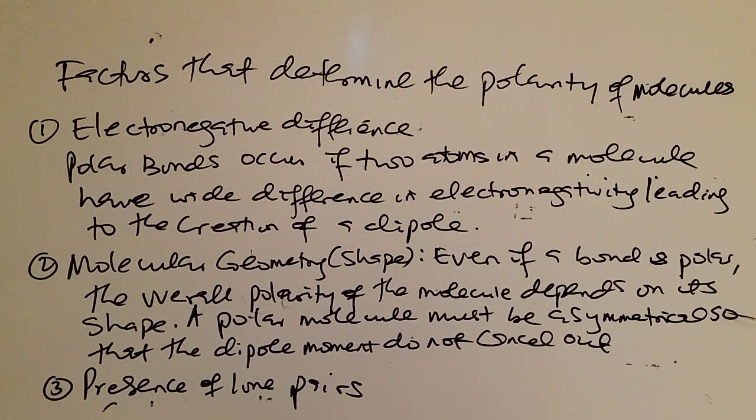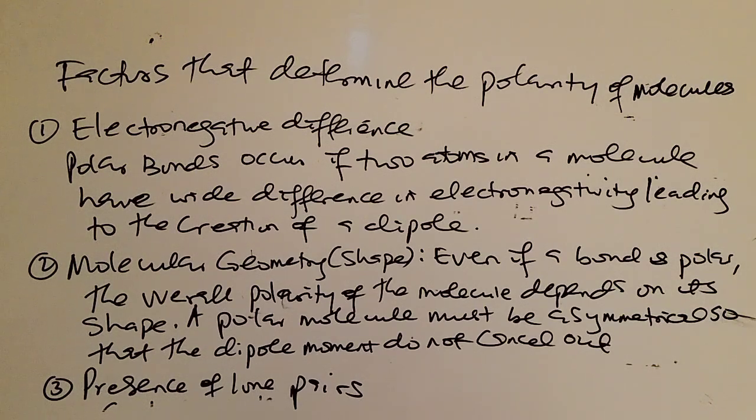The next factor that determines the polarity of a molecule is the molecular shape or geometry of the molecule. Sometimes a molecule can consist of two atoms that have a large difference in electronegativity, but at the end of the day, you find that the molecule is non-polar. So what does it mean? What factor accounts for that? Apart from the electronegativity difference, we still consider the shape of the molecule.